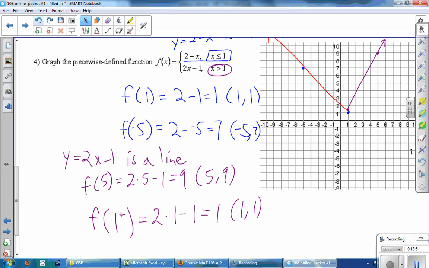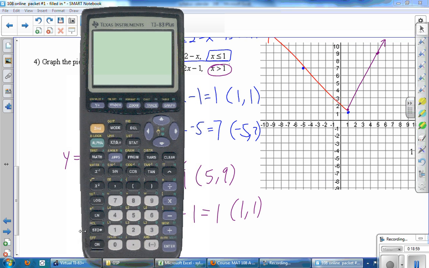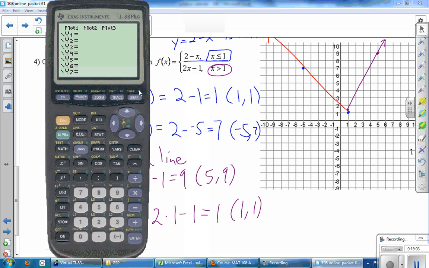Now, it is possible to type in this function right here, a piecewise function, onto your graphing calculator. It's kind of a pain. I'm going to show it to you. If you're not super interested in this, you can skip ahead. But here's how we do it on the graphing calculator.